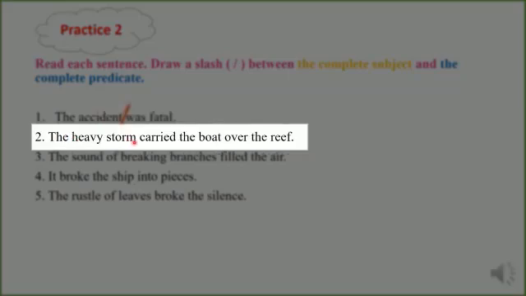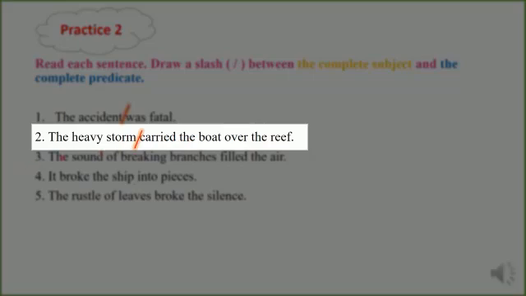The heavy storm carried the boat over the reef. The heavy storm is the subject. Carried is the verb. And we know that the predicate is the verb part of the sentence. So we have to draw the slash here. Before the verb, we have the subject. The verb till the end is the predicate.